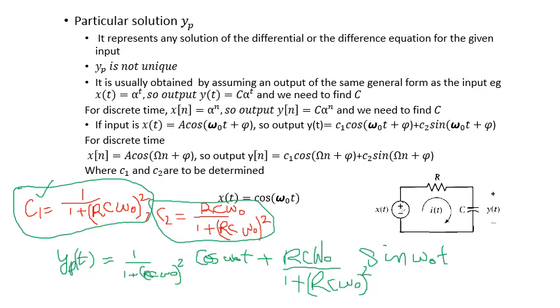What will be the unit of y_p(t)? If you recall, look at the circuit. y_p(t) is basically the output voltage, so its unit will be volts. So this is the particular solution.